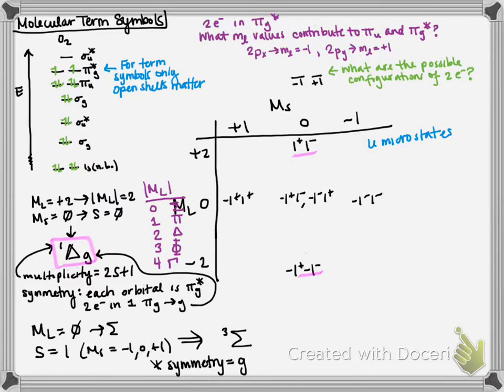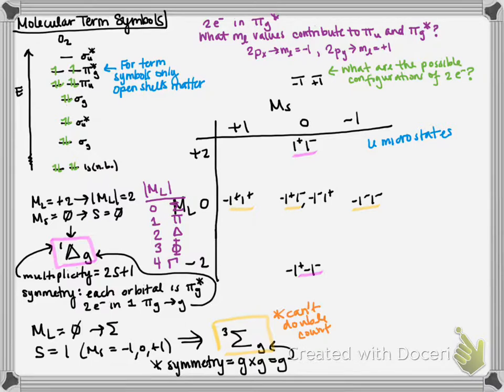And here the symmetry is gerade times gerade. So an even function times an even function gives us back an even function. So this remains gerade. So this is triplet sigma gerade. And this will represent 3 microstates, which we'll mark with yellow. Because we want to make sure that we're not double counting. So this can only count for 1.